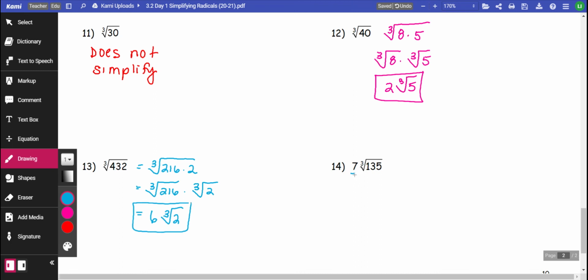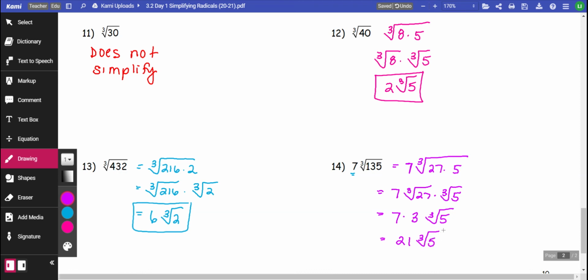Number 14, we have that number in front. So we do this pretty much the same way that we would go about figuring out our other problems. So let's see, 135 ends in a 5. If I divide by 5, I get 27. You know, 27 is a perfect cube. So 7 cube root of 27 times the cube root of 5. Cube root of 27 is 3, with a cube root of 5 left over. 7 times 3, I have 21, with a cube root of 5.